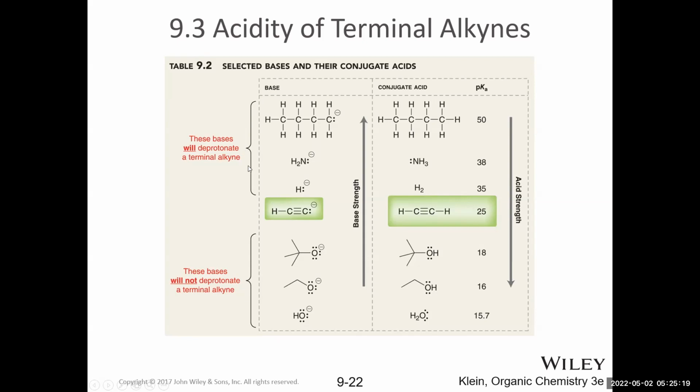So these bases will deprotonate a terminal alkyne. Butyl lithium, for example, would be a common way to get a butyl group where the carbon is an anion. Sodium amide, sodium hydride, those are all strong enough bases. For example, alkoxide or hydroxide bases are not strong enough.